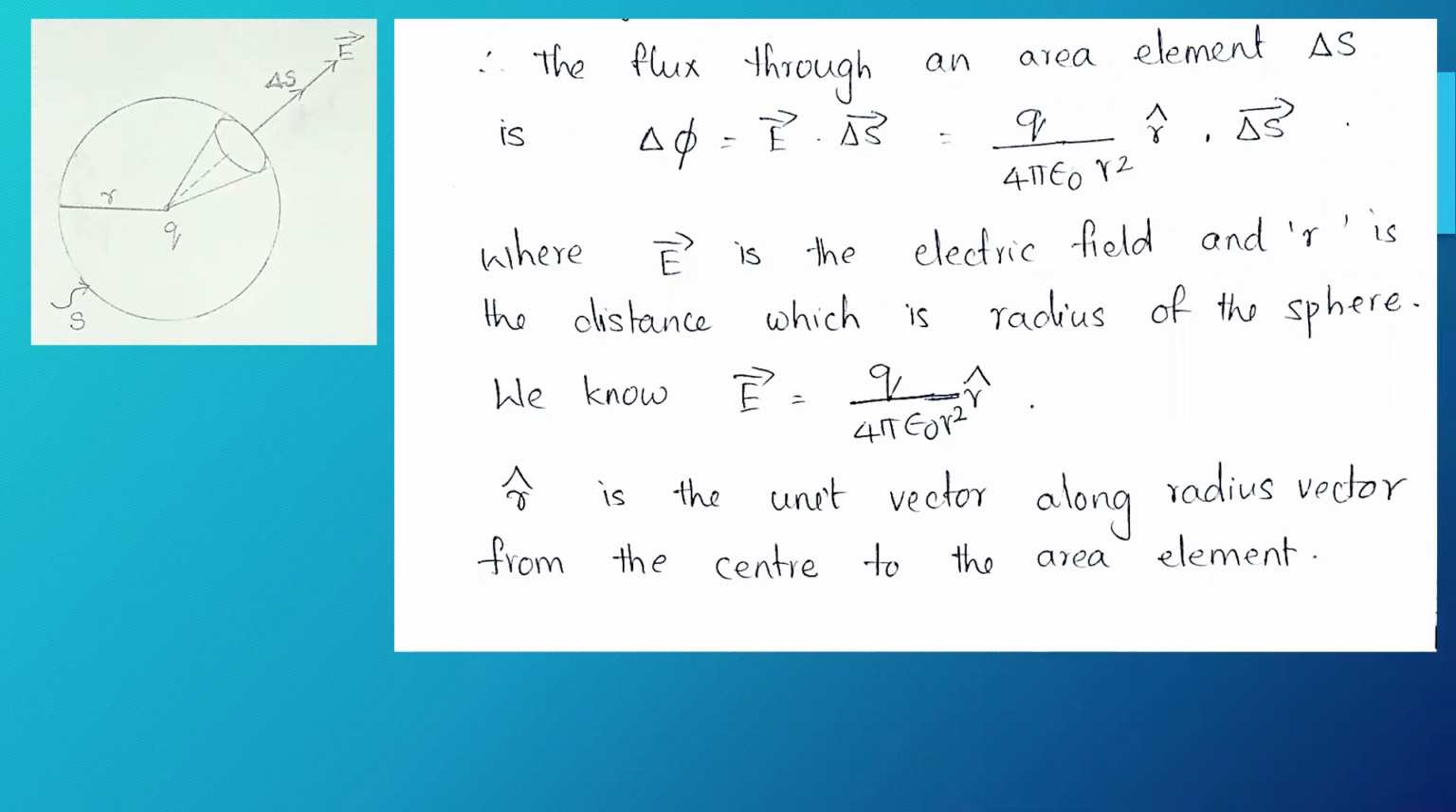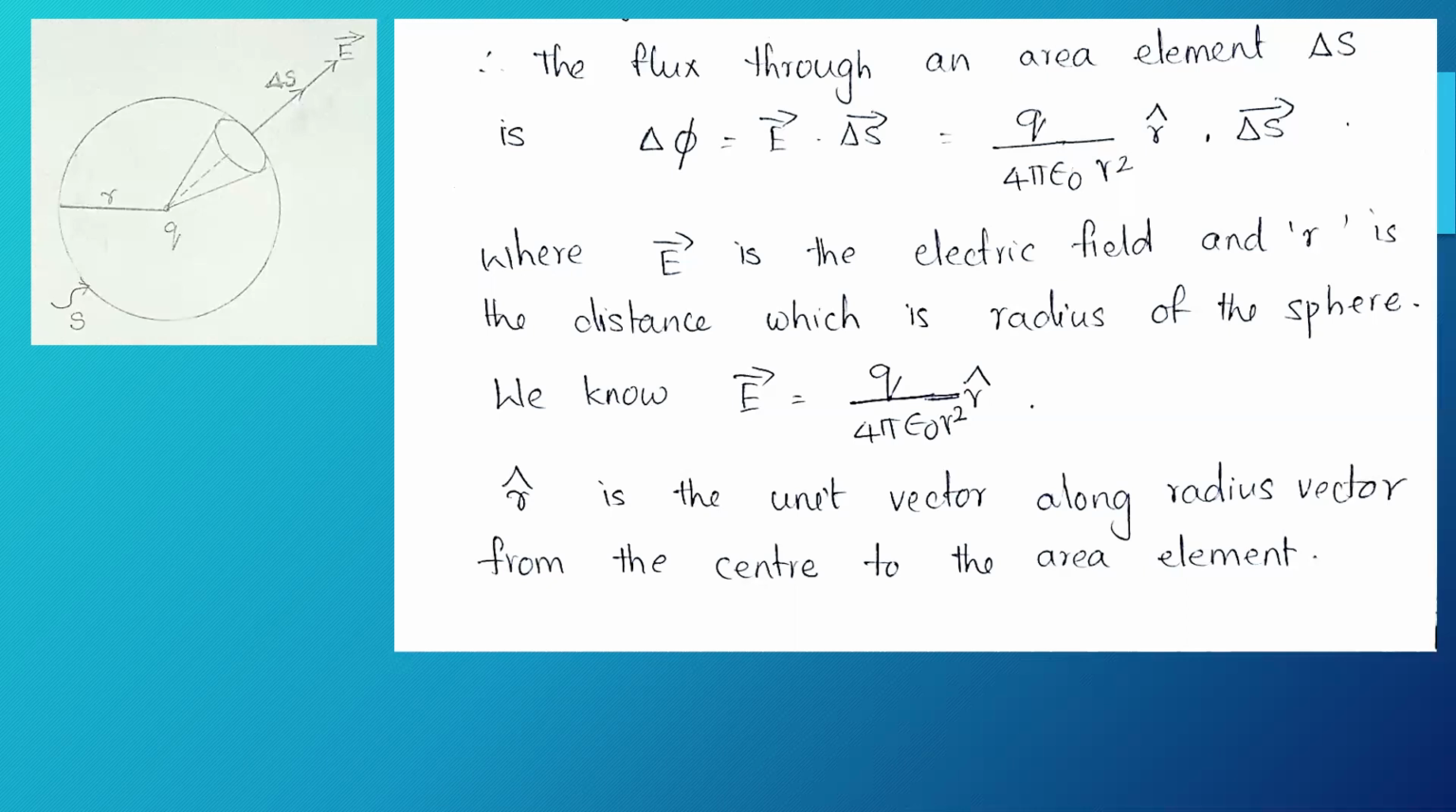As I have told you in my earlier video, the flux through a small area, delta phi, is equal to the dot product of electric field and the area element. That is, delta phi is equal to E bar dot delta S bar. We all know the formula for the electric field. Electric field is equal to q by 4 pi epsilon naught r square into r cap, where r cap is a unit vector along the direction of the distance.